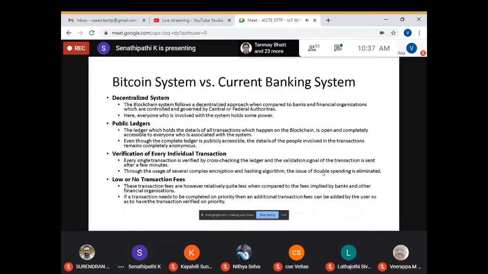These are the differences between the Bitcoin system and the current banking system. The current banking system follows a centralized mechanism, but the Bitcoin system is decentralized. The ledgers are distributed over the network to all the nodes, so every node can have a copy of it.